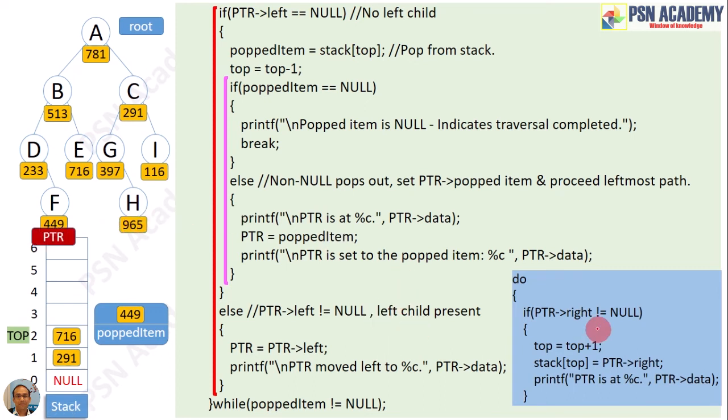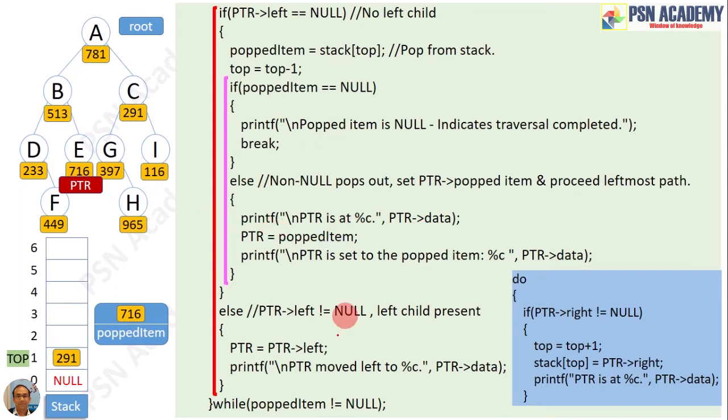Then you run the loop. You check whether there is a right child or not. No, there is no right child. So there is no stack operation. You check left child or not. No, there is no left child. So you get inside this if block and pop item from the stack. So 716 will come out from the stack. Top goes down to 1 and set this PTR to popped item, right? So PTR will be standing at 716 now.